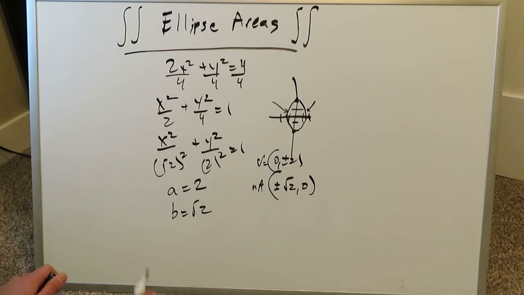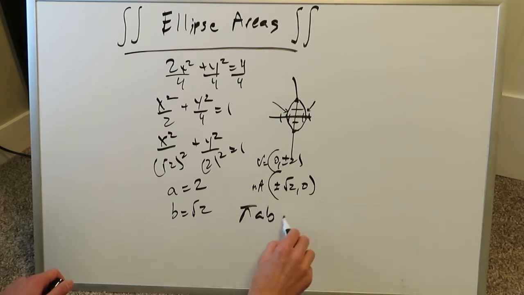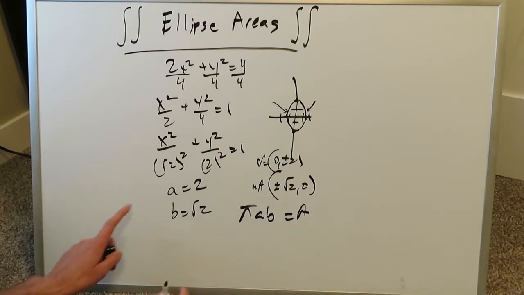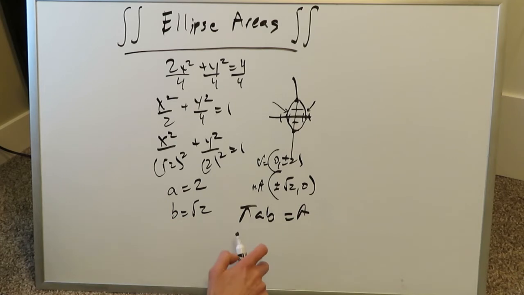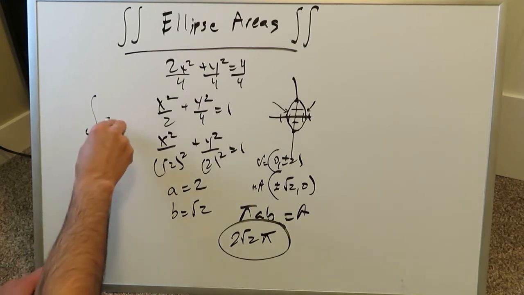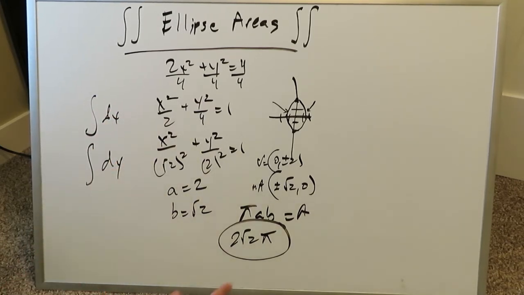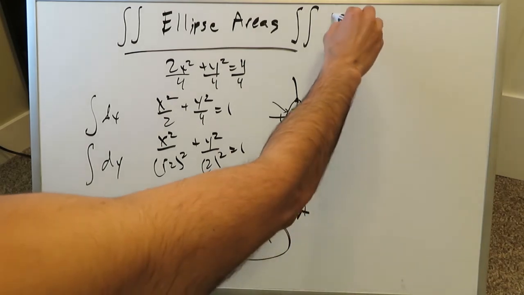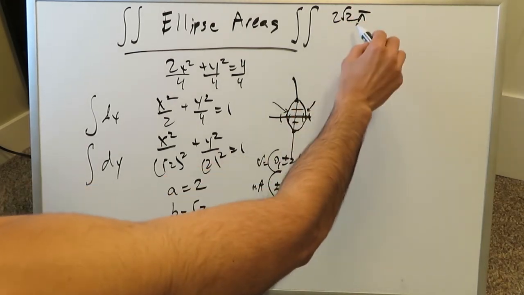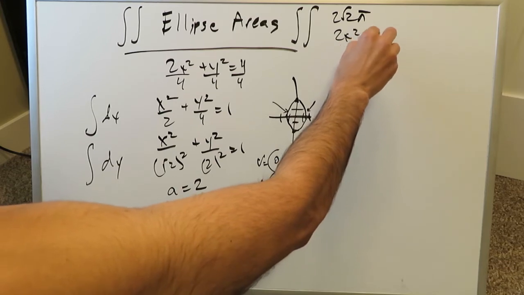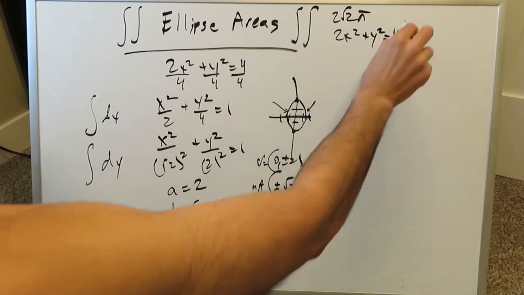If you were to find the area of this ellipse, you can use the formula pi AB is equal to the area. We know A and B, so this is 2 times root 2 times pi. So the area should be 2 root 2 pi, and that's what we should determine when we integrate using this procedure with regards to dx and when we use this procedure with regards to dy. So this will be the answer. We'll aim for 2 root 2 pi for the equation 2x squared plus y squared is equal to 4.